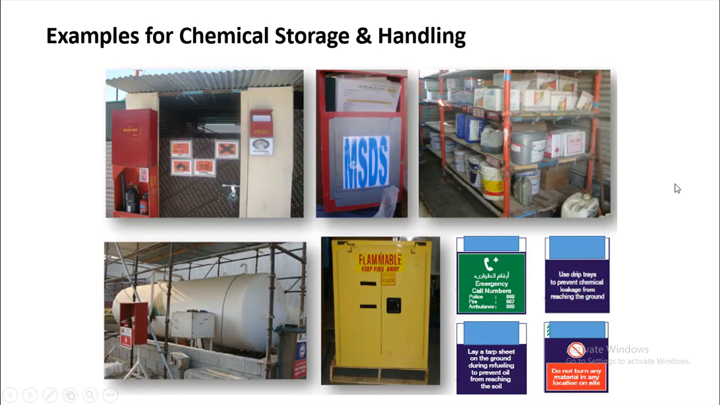Example for chemical storage and handling: you can see on these pictures how the acceptable standards for handling chemicals in the stores look. Okay, and the MSDS is also available in the area. The firefighting equipment is also available in the storage area, and secondary containment for the diesel, flammable storage, flammable gas storage, and emergency contact numbers, and also some labels or signage to be posted in the area to serve as a reminder to our workers when they are in the vicinity.